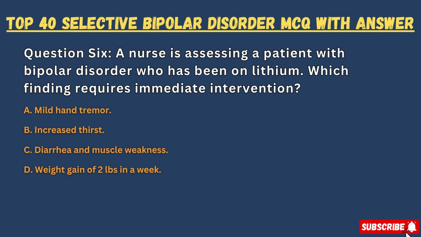Question 6. A nurse is assessing a patient with bipolar disorder who has been on lithium. Which finding requires immediate intervention? A. Mild hand tremor. B. Increased thirst. C. Diarrhea and muscle weakness. D. Weight gain of 2 pounds in a week.